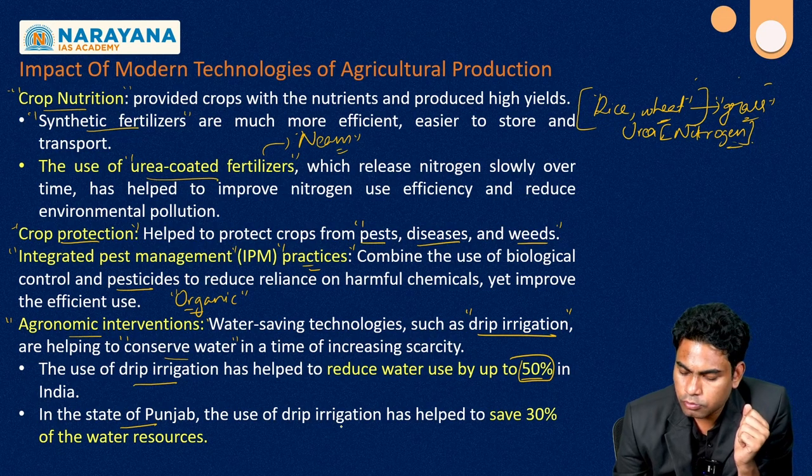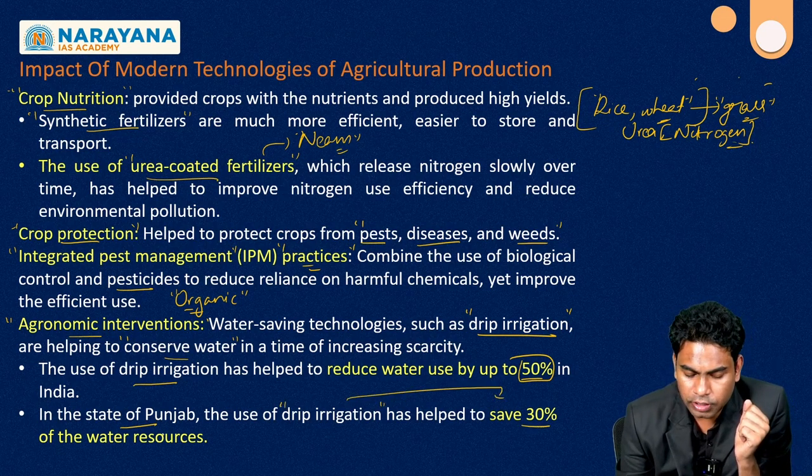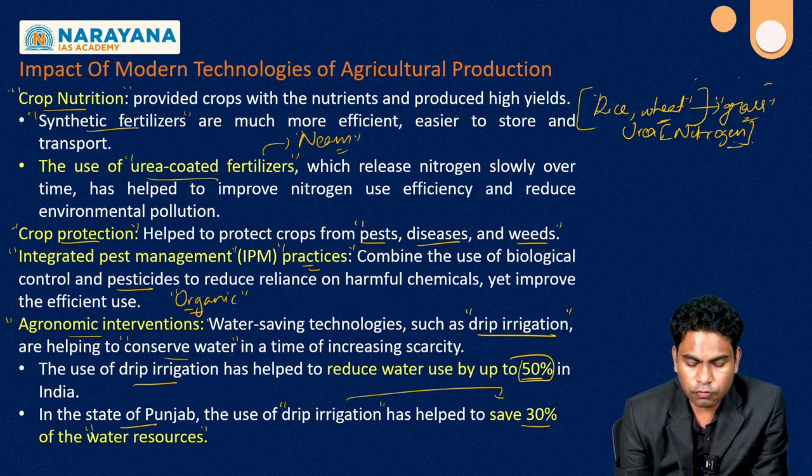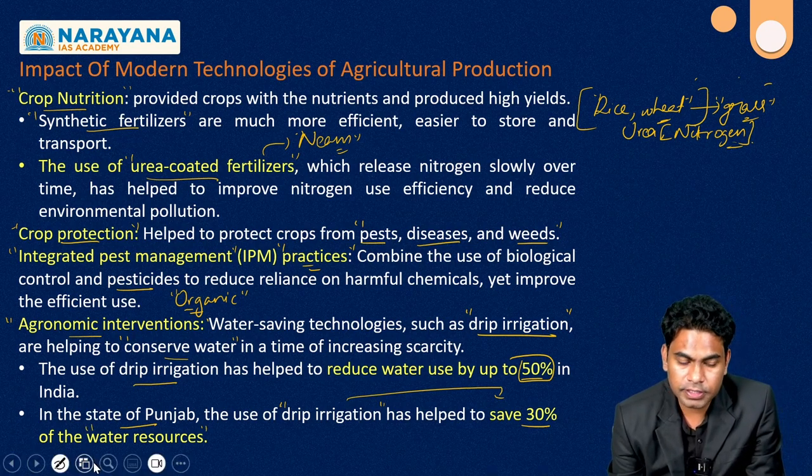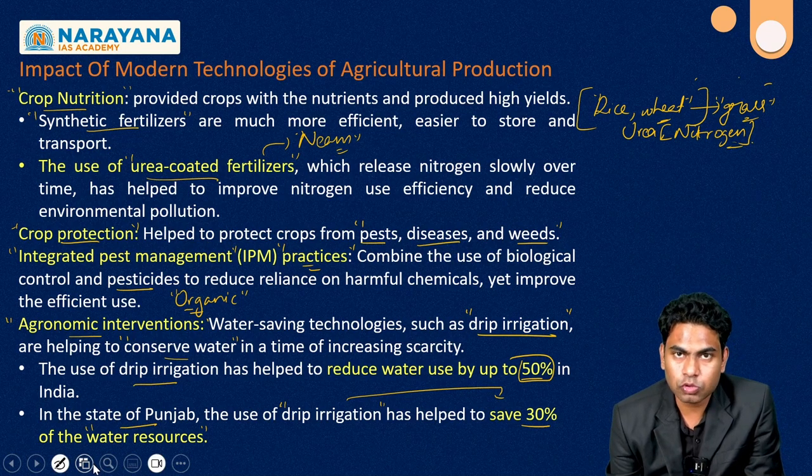In the state of Punjab, the use of drip irrigation has been found to save 30% of water resources. Given the extent of water depletion levels in Punjab, it is a necessity to use this technology.